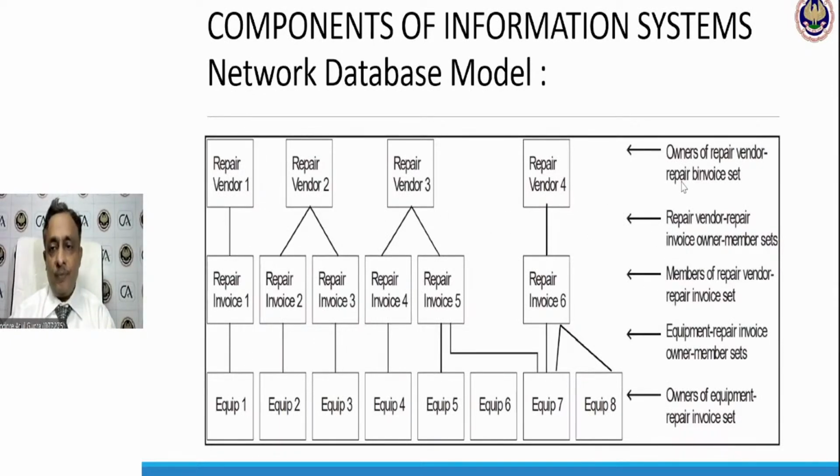The owner is the repair vendor, repair, and the members are equipment. So this is how you can create a network database model.